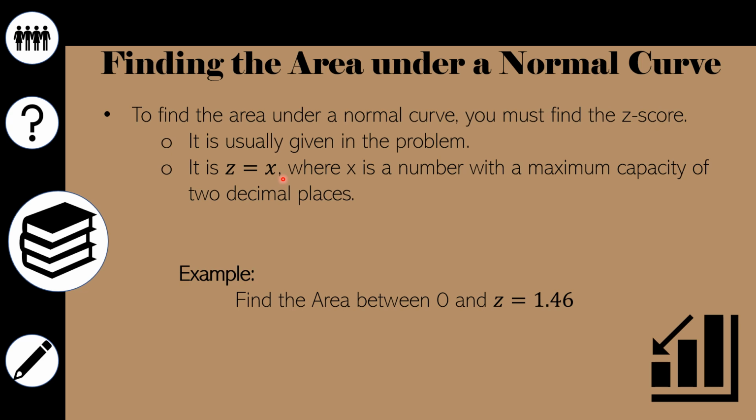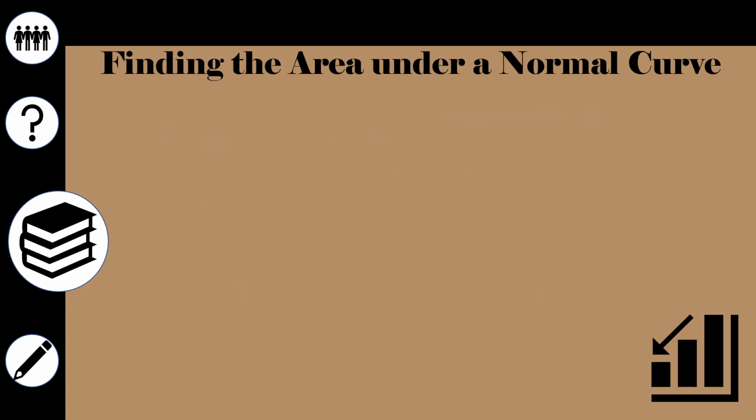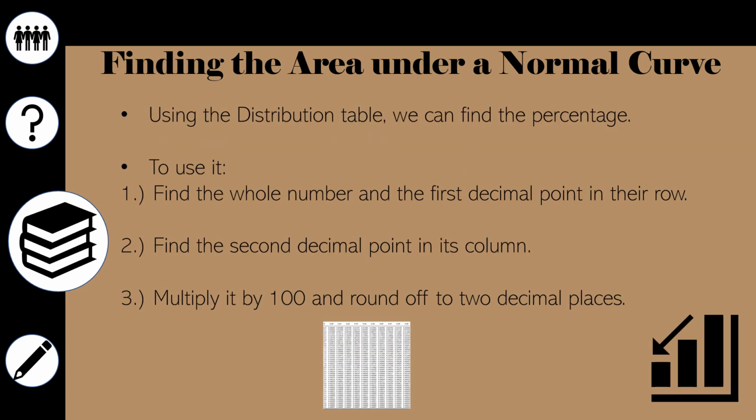However, it only has a capacity of 2 decimal places, and its symbol is the letter Z. For example, here is the problem. Find the area between 0 and Z equals 1.46. Now that we have the z-score, how do we turn it into a percentage to find its area? Well, we use a distribution table.